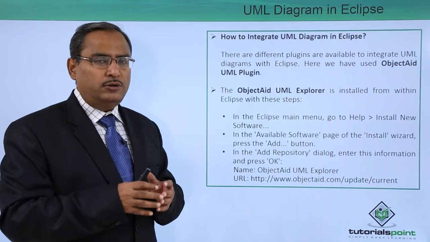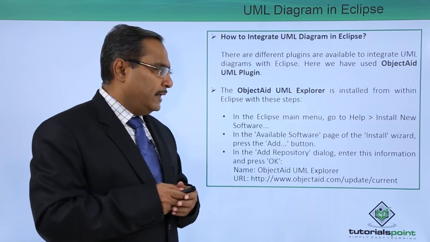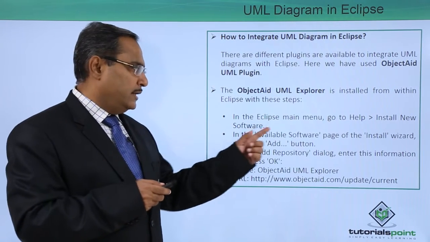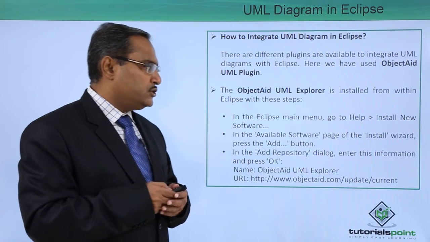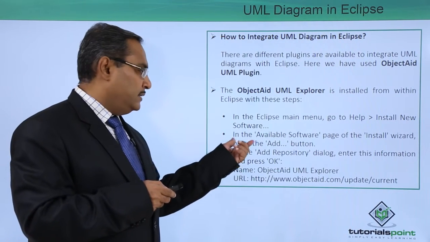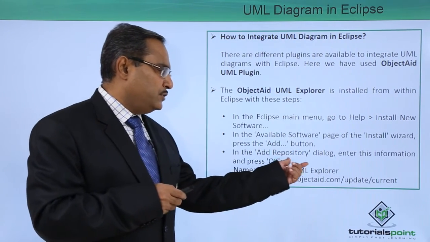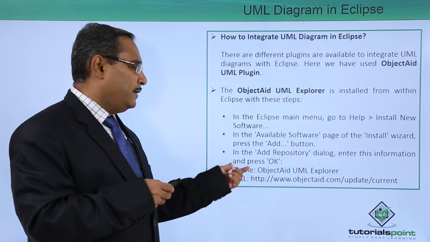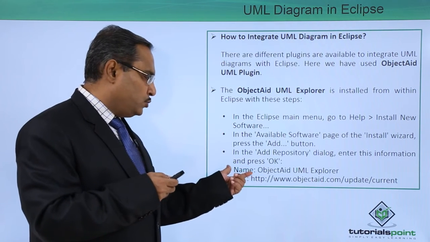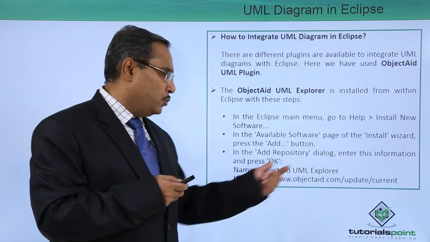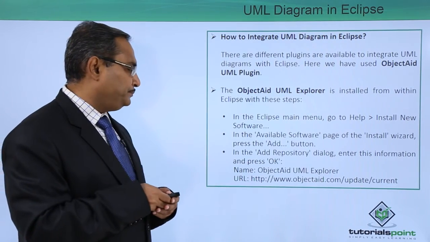This plugin can be installed in our Eclipse from within Eclipse itself. In the Eclipse main menu, go to Help, and then there is an option, Install New Software. In the available software page of the install wizard, press the Add button. In the Add Repository dialog, enter this information and press OK. You can give other names also, but it is better to give this name, the ObjectAid UML Explorer, and the URL will be this one. This is the URL you are supposed to give there.